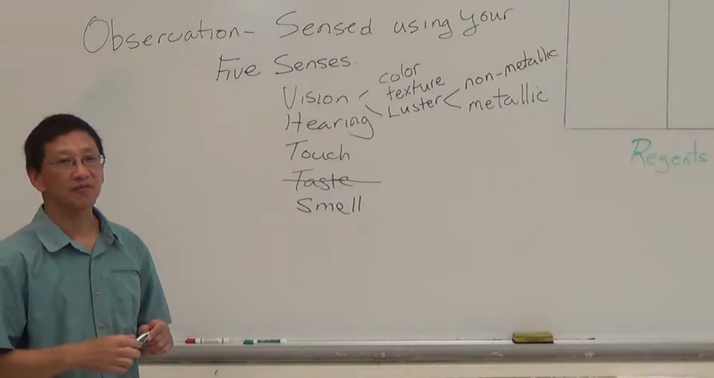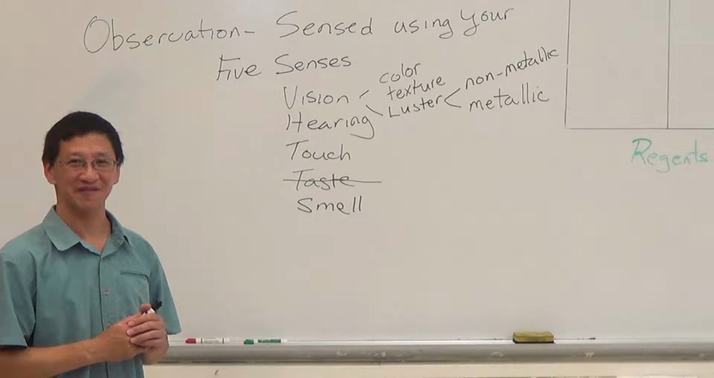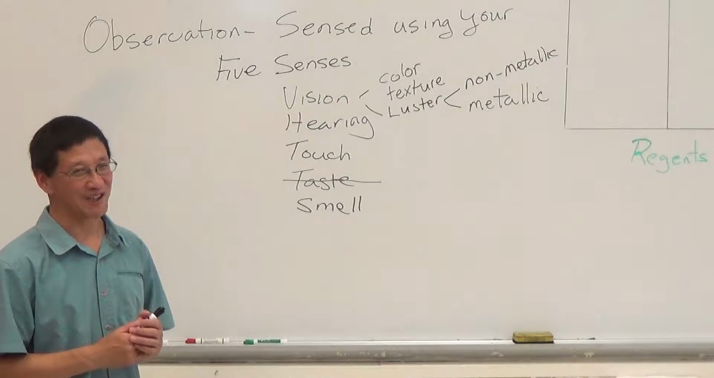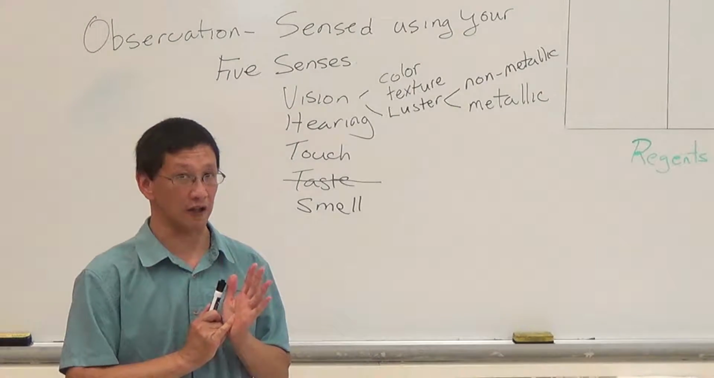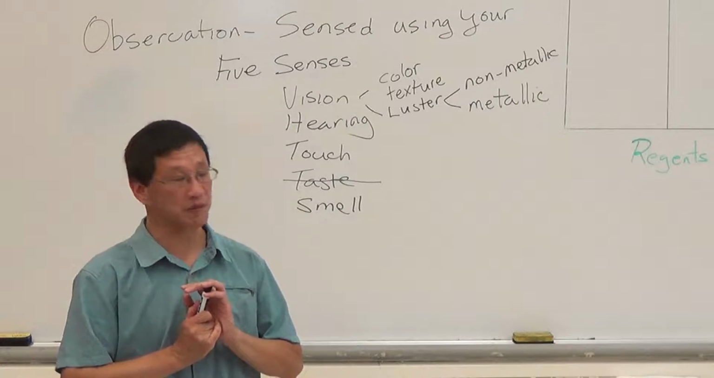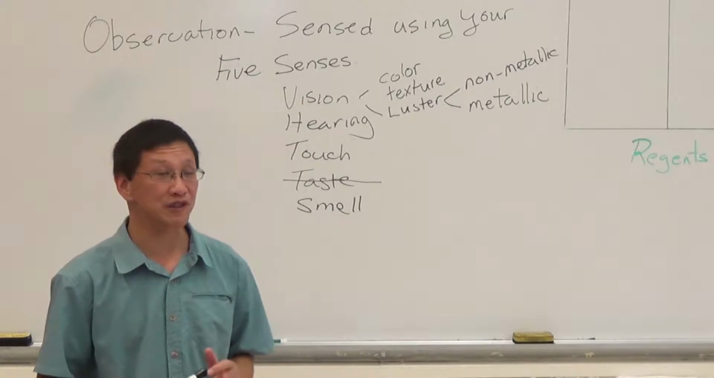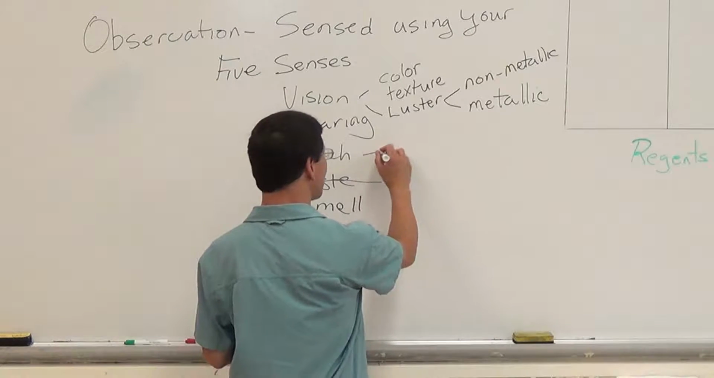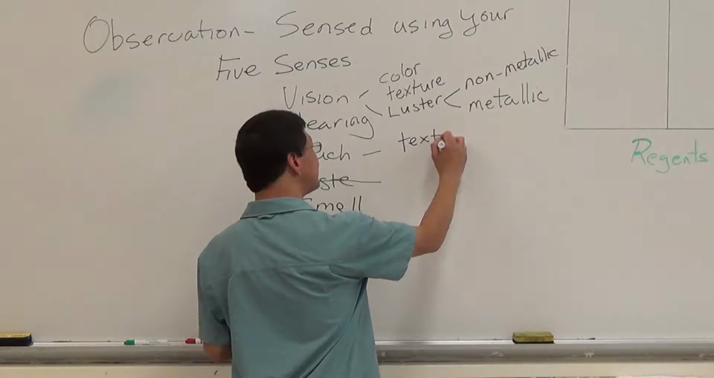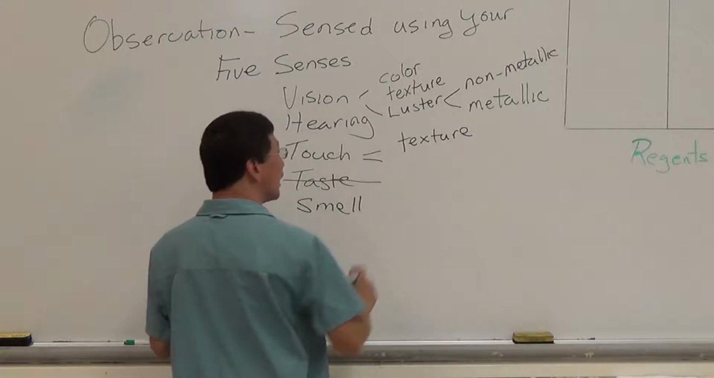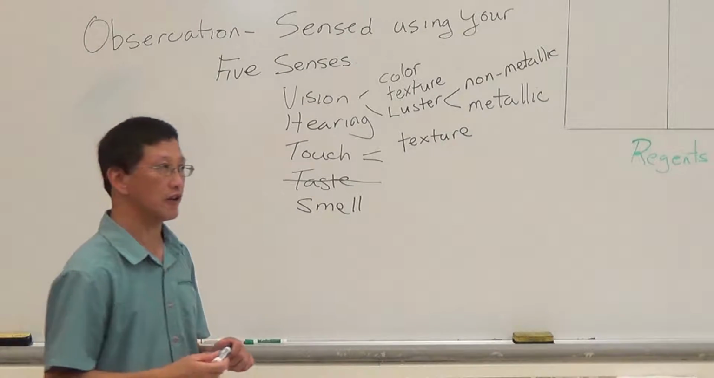Hearing. If you're hearing rocks, you might have a problem. And hearing rocks fall on the floor isn't going to help us identify it. But it still is something you can observe. Touch. When it comes to minerals and rocks, again look at the texture. Indirectly, we'll be looking at how hard they are.